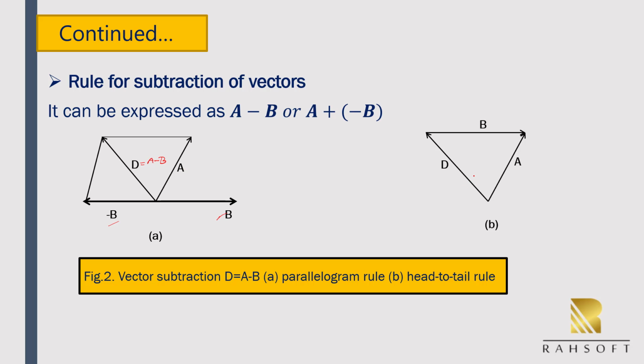And by the head to tail rule, you can see that this is vector B, this is vector A, and it gives the difference, another vector D. So this is the subtraction of vectors. You can write it as.